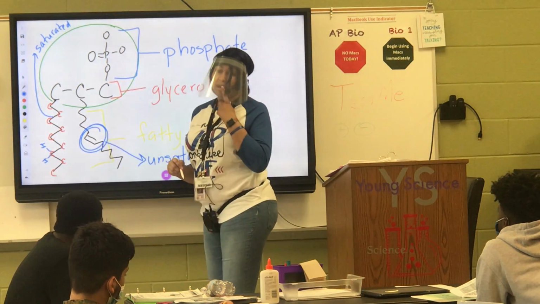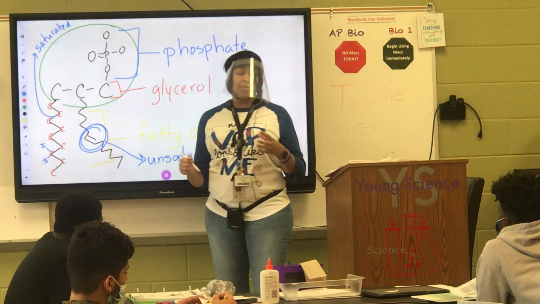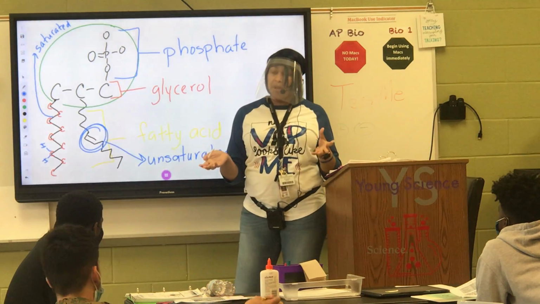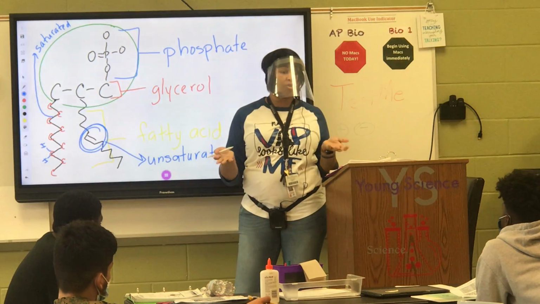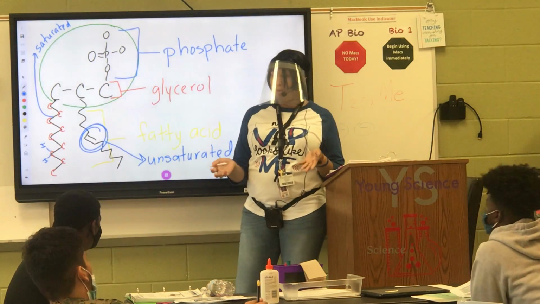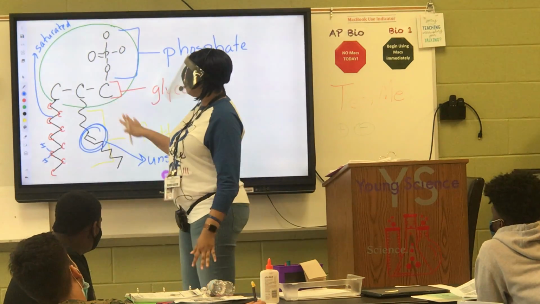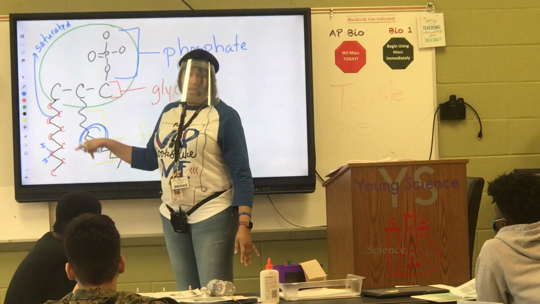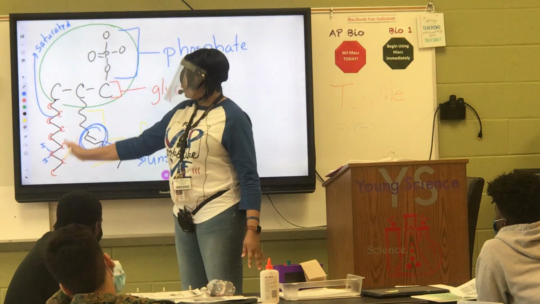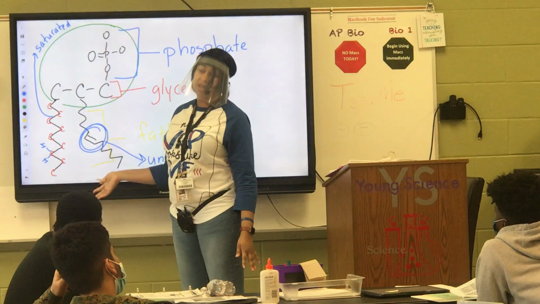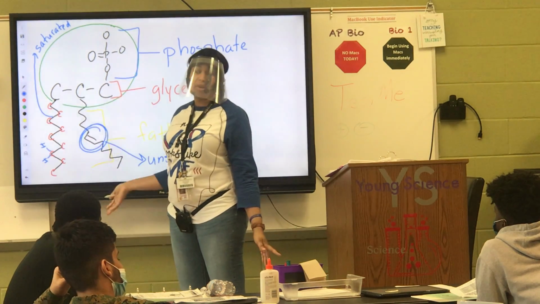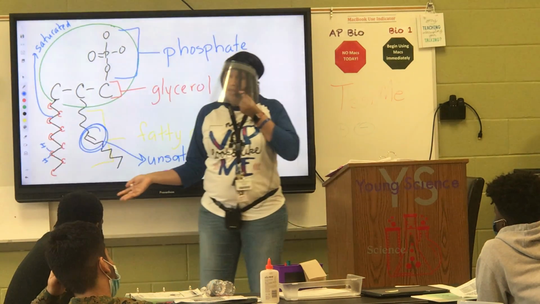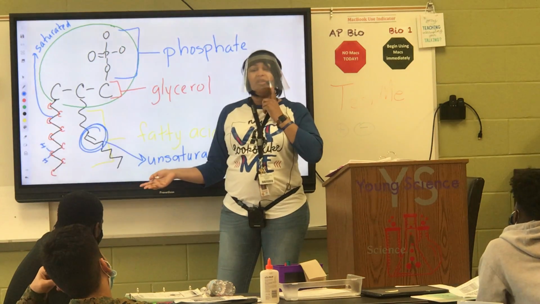fatty acid. Now, they can be mono-unsaturated, meaning they only have one double bond, or they can be poly-unsaturated, meaning that there's more than one double bond. Now, with a phospholipid, this is just an example, okay? You may have where one chain is saturated, the other one is not, or both are saturated, or both are unsaturated. It just really depends on the composition of the phospholipid.